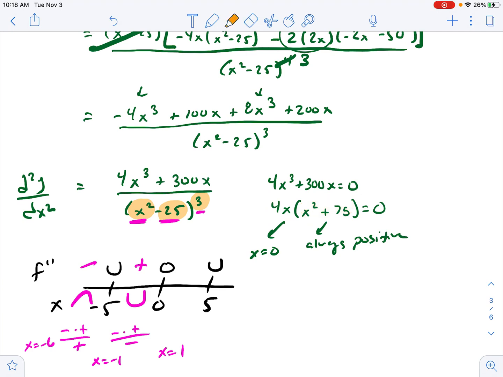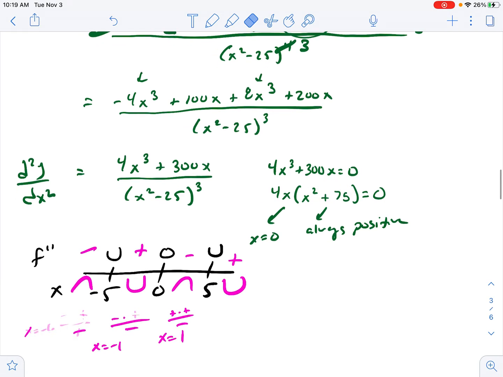4 times x is positive times a positive. But the denominator, 1 squared is 1, minus 25 is negative, cube it is negative. So now we're negative, we're concave down. And finally, if x is bigger than 5, every one of our factors is finally going to be positive, and we're concave up. All right, so again, take your time testing the signs of these things. Be careful. Go slow. Find what works best for you.